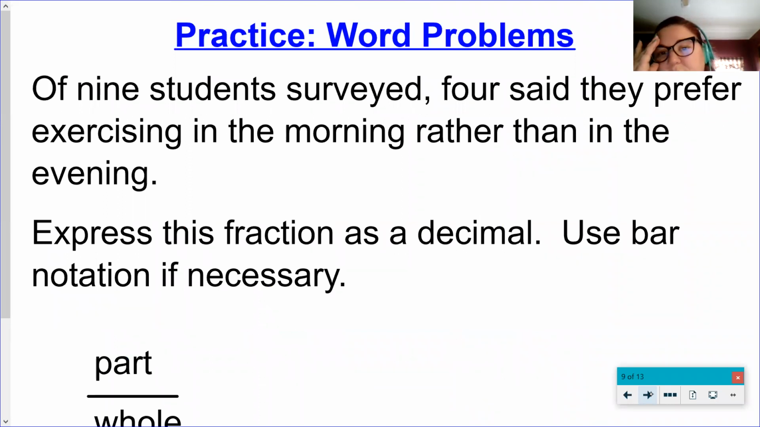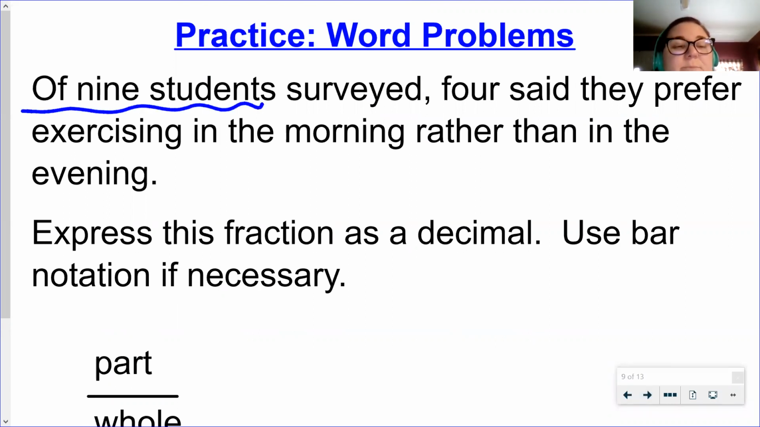Last but not least, we're just going to go ahead and look at some of the questions involving word problems with repeating decimals or terminating decimals. Okay. All right, number 1. Of 9 students surveyed, 4 said they prefer exercising in the morning rather than the evening. Miss Edwards likes neither, but that doesn't matter. Okay, express this fraction as a decimal. Use bar notation if necessary.